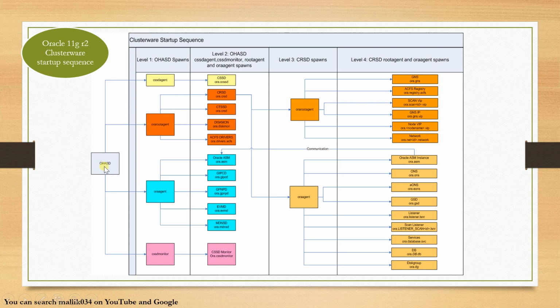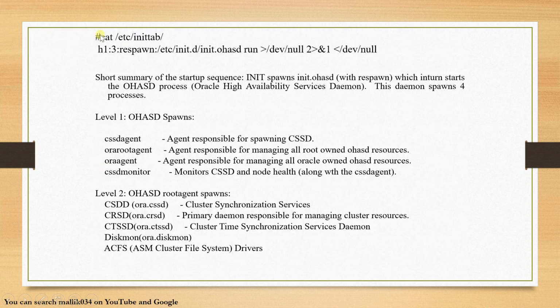And the main process is the OHASD process. If you do cat /etc/inittab, there is a respawn entry, that is /etc/init.d/init.ohasd. This will be run and then that internally runs all other processes. So in a short summary of the startup sequence, init.tab will start the init.ohasd process with respawn. It means whenever this is killed, it will be restarted again. Respawn means restart again, which in turn starts the OHASD process, Oracle High Availability Services Daemon.